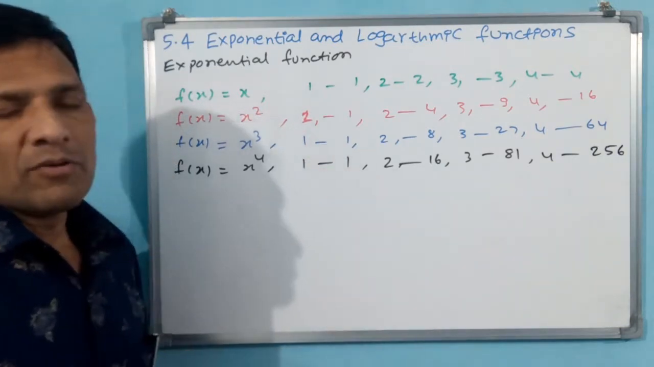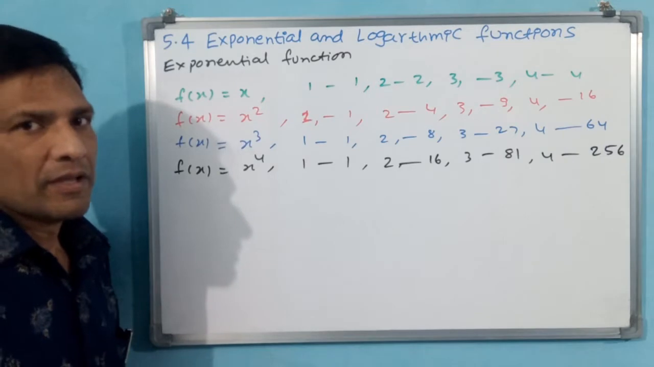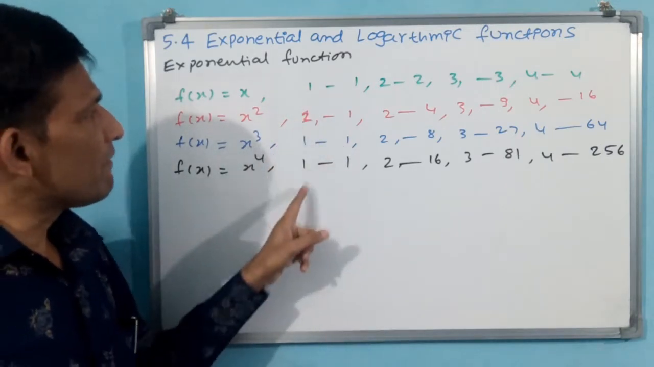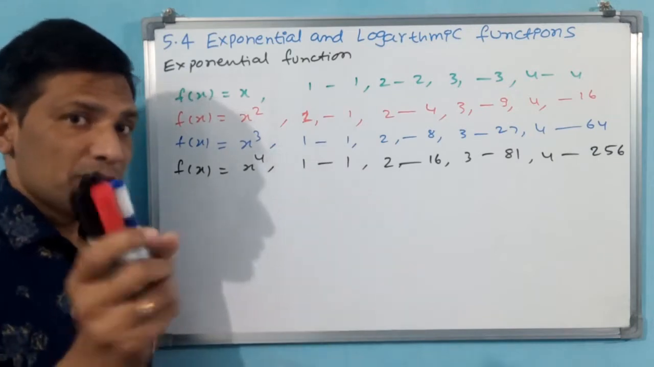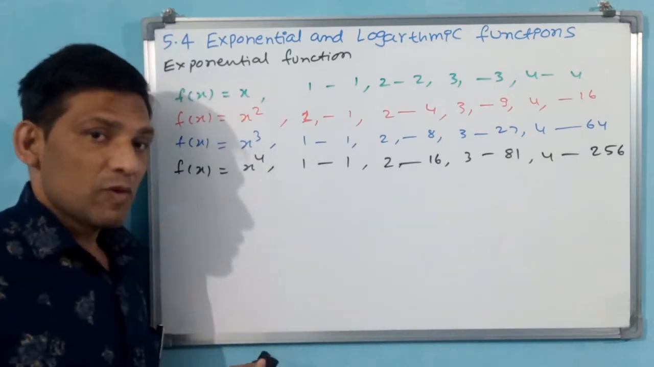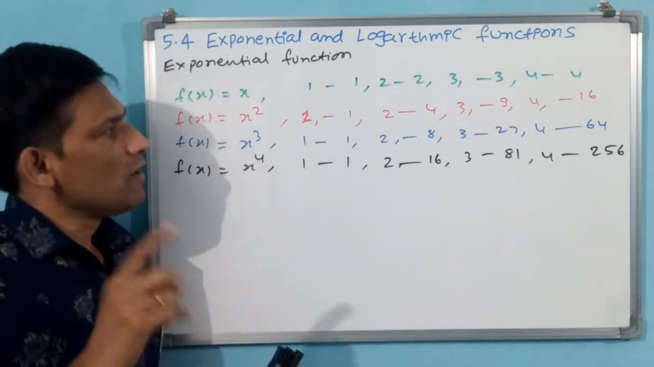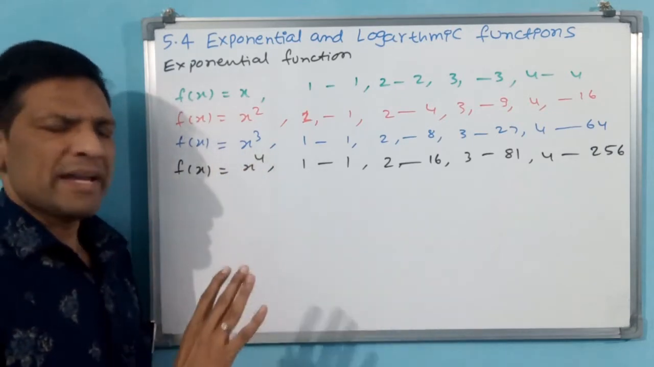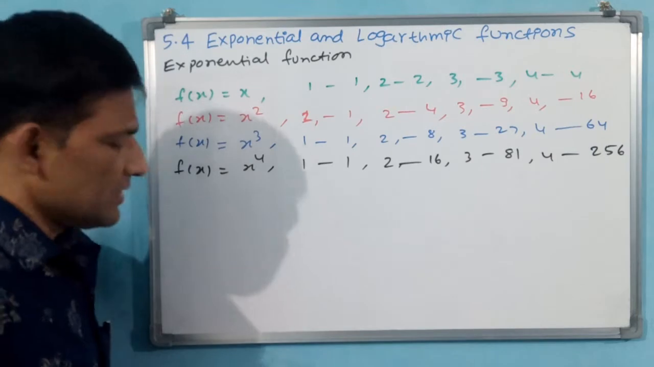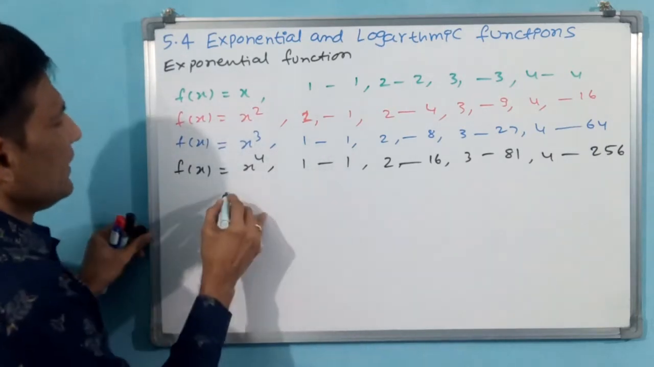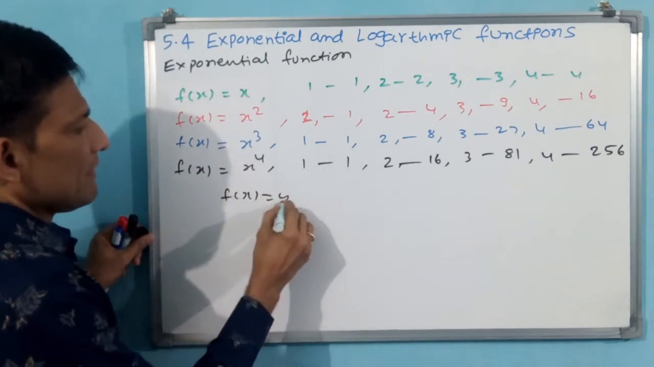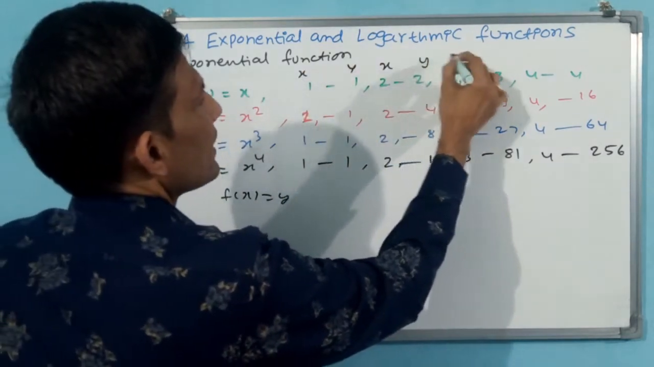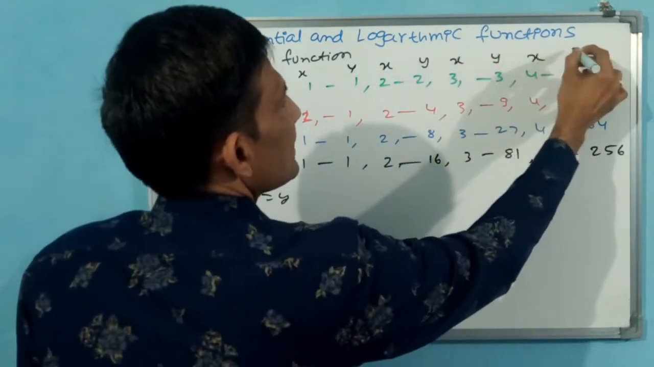What have you observed now? You tell me. See, for input 1, for any function, only output 1 is coming. Keep that in your mind. We can say input is domain x and output is y, because we already know that f of x is equal to y. Then I am writing x, y, x, y, x, y, x, y.